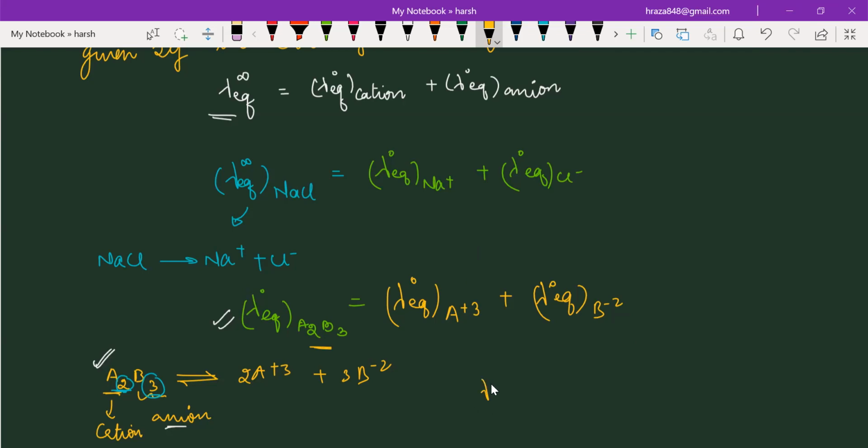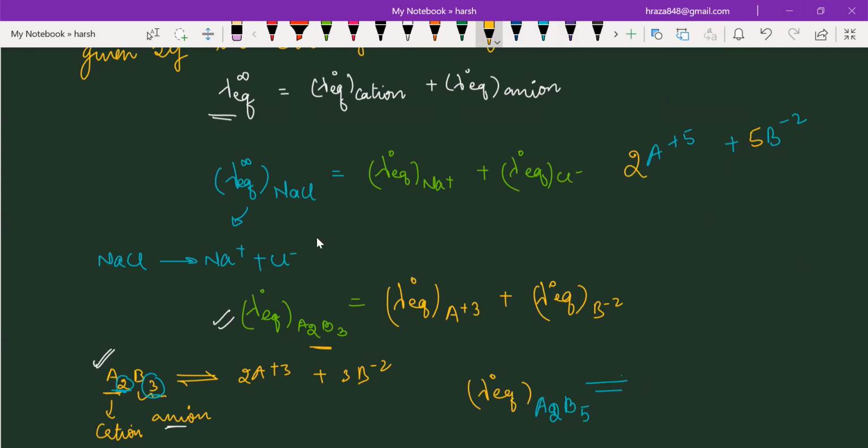Are you done with this? Can you do this? Yes, sir. A3B2. Oh, wait a minute. A2B5 I'm going to make. You just need to first dissociate it. A2B5. So it will be A plus 5 and then plus B minus 2. And you have to balance it like this. So it will be 2A, and then 5B. Yes, very good.